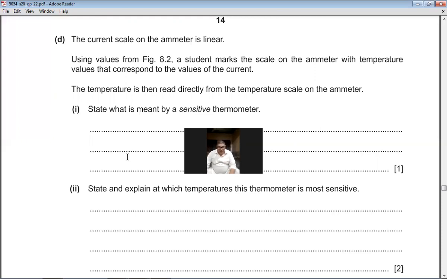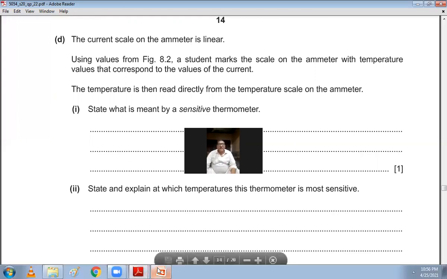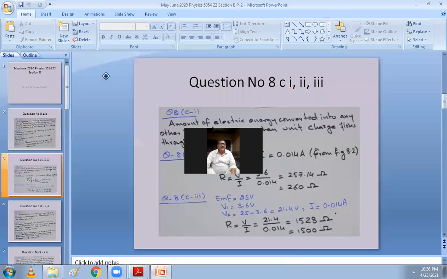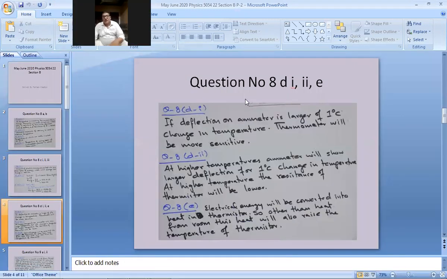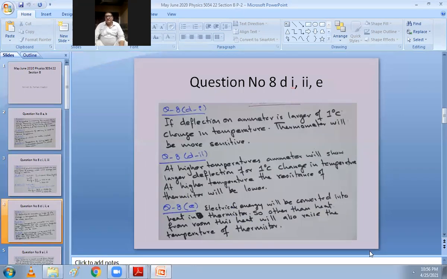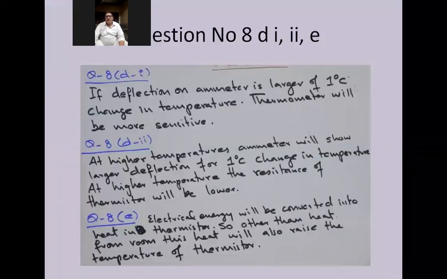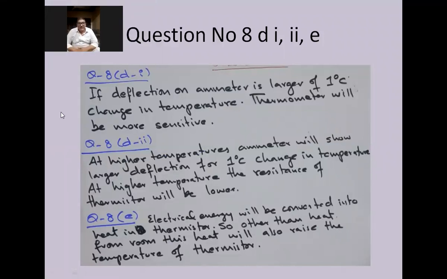So let me show you my answer. I have written this as a 1 mark question. Let me show you what I have written as an answer. If the deflection on the ammeter is larger for 1 degree centigrade change in temperature, the thermometer will be more sensitive. This phrase, more sensitive, means you are comparing it with another thermometer.